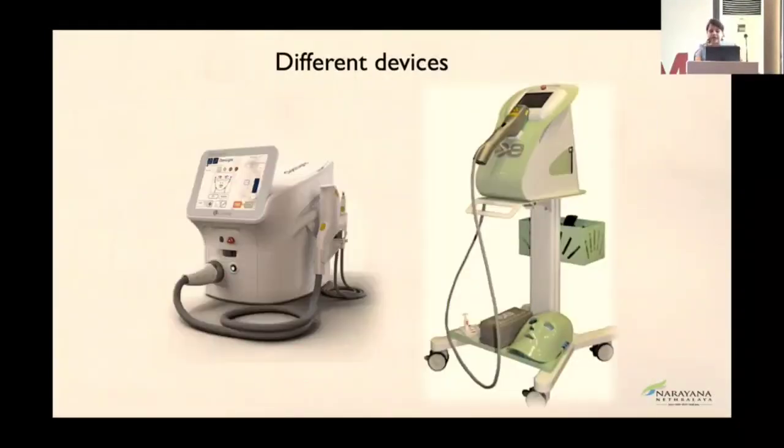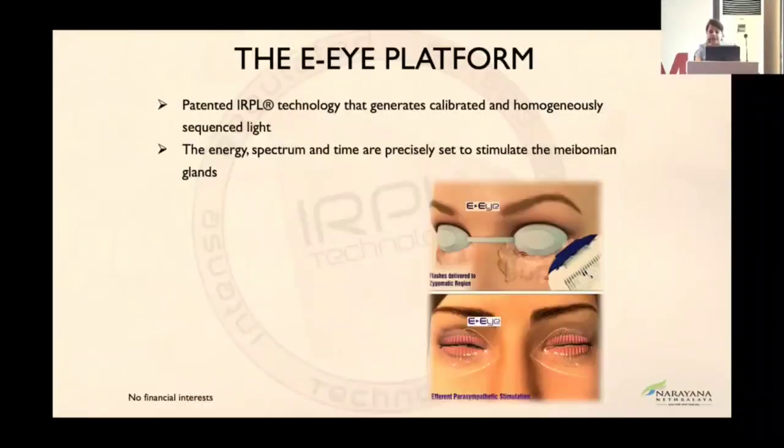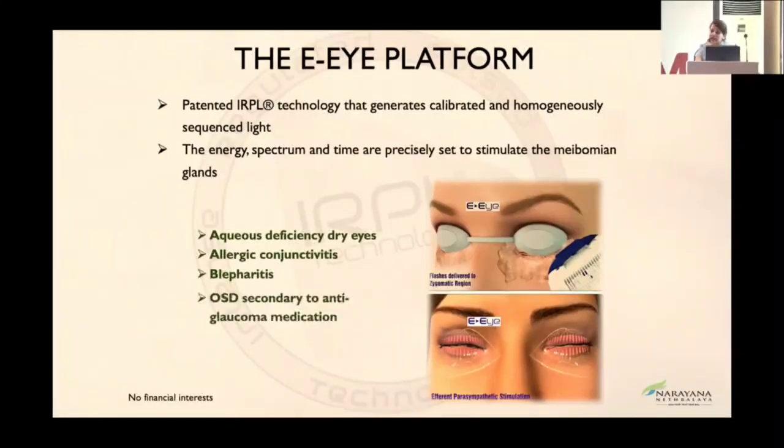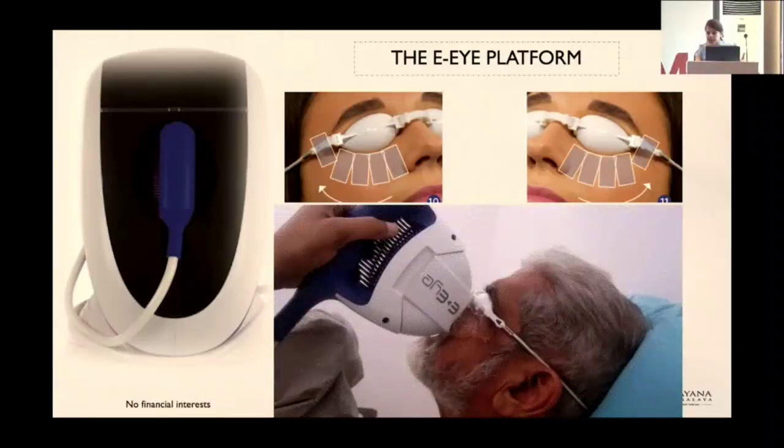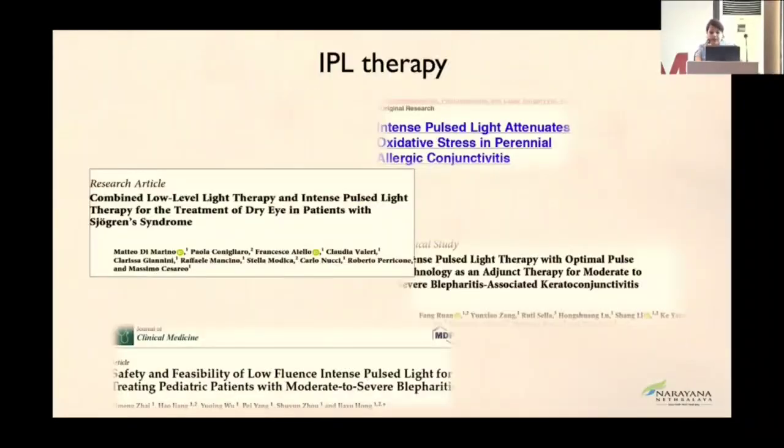Now, different devices are available for IPL therapy. The EI platform has something called regulated pulses, where the energy spectrum is precise to stimulate the meibomian glands. They have also been useful in aqueous deficiency dry eye, allergy, blepharitis, and in OSD due to anti-glaucoma medications. This is a small device where we give shots below the eye, 5 in number on each side, and this is a very easy procedure that can be used in the outpatient department.